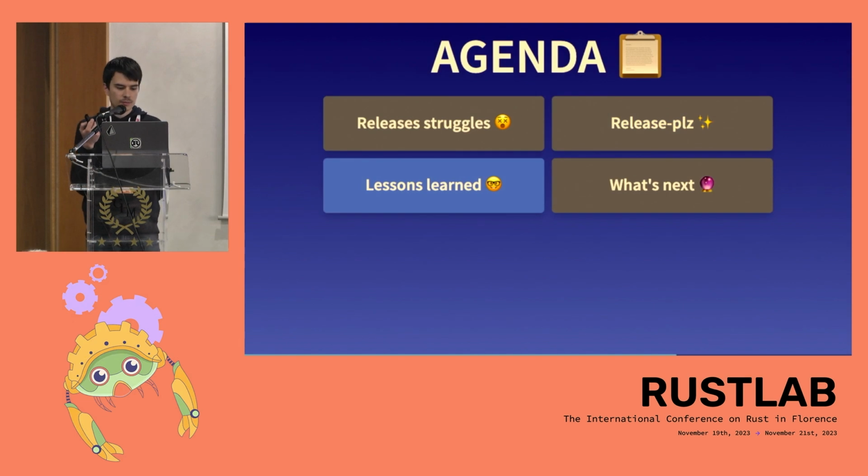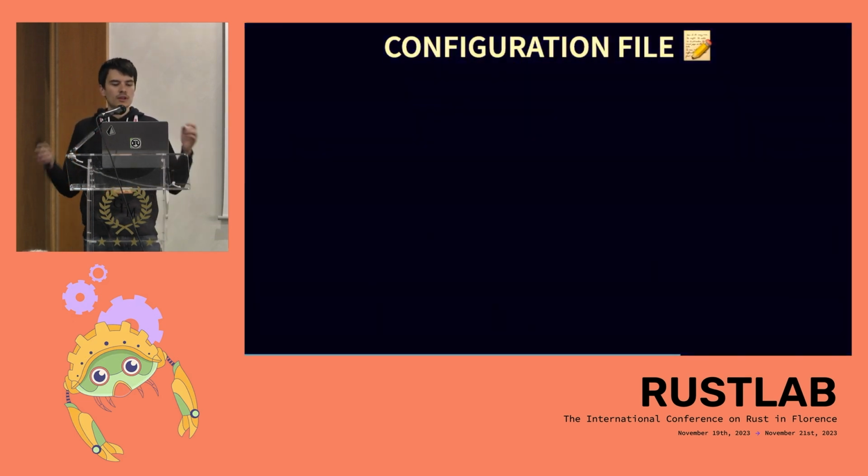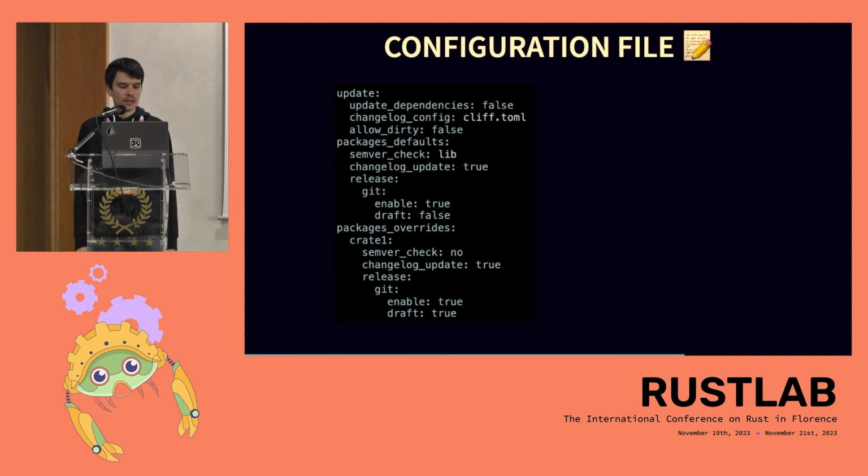Now let's look at some lessons learned. First of all, I went through some iterations for designing the configuration file of Release-plz. I didn't show you any configuration file because Release-plz works out of the box. However, you can still customize its behavior. For example, if you don't want one changelog per crate, or maybe you just want one changelog for the entire workspace, or you don't want Release-plz to also do the GitHub release because you want to do it by yourself, it's pretty customizable. So this was the first iteration of the configuration file.